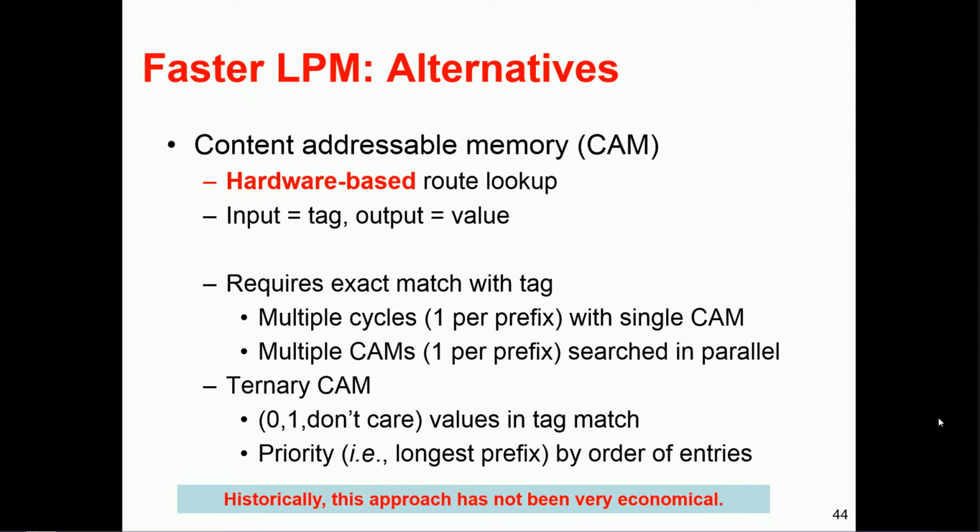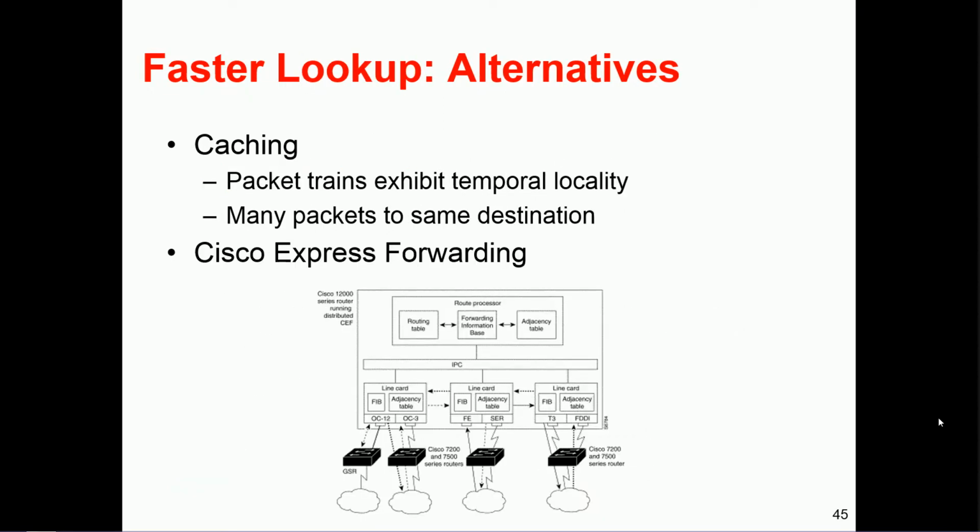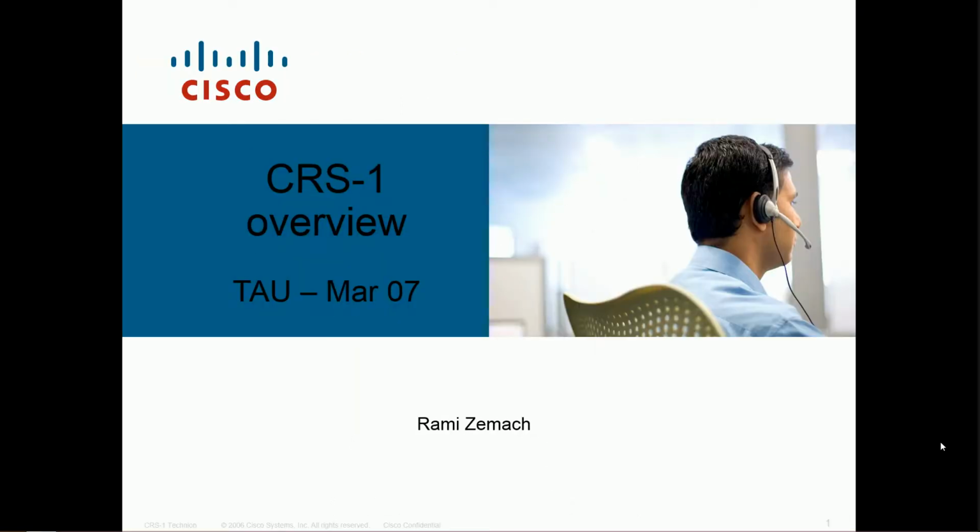However, our CAMs are not always very economical. So that's another consideration we have to think about. We also have caching, or what is more common, our Cisco Express Forwarding. That's a big one, is you want to know our Cisco Express Forwarding. And that's the beginning of our introductory to routing architecture. So the next chapter is all about CRSs.